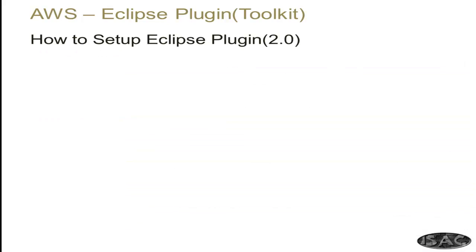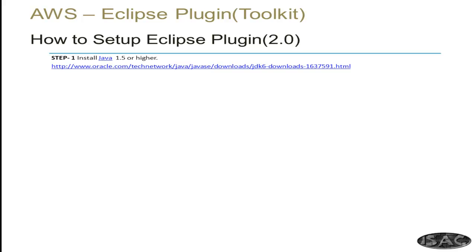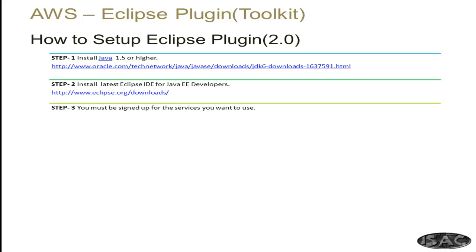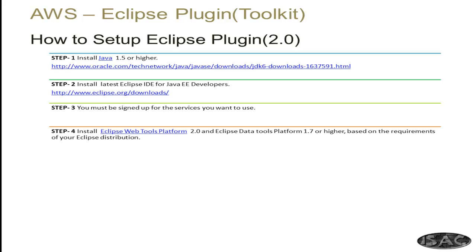Now how do you set up an Eclipse plugin for AWS? First, you have to install Java 1.5 or higher. You can download Java from this URL. Next, install the latest Eclipse IDE for Java Enterprise Edition developers. You can download it from here. You must be signed up for the services you want to use. So that is Amazon Web Services. So sign up for Amazon Web Services.